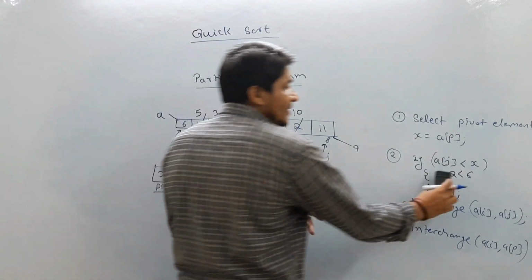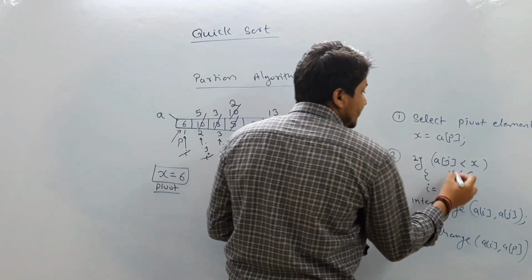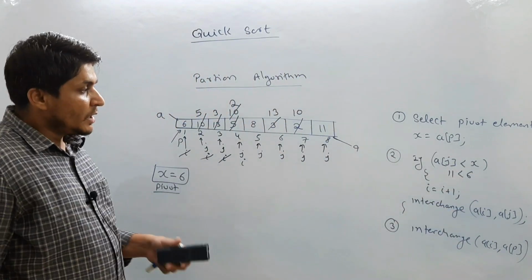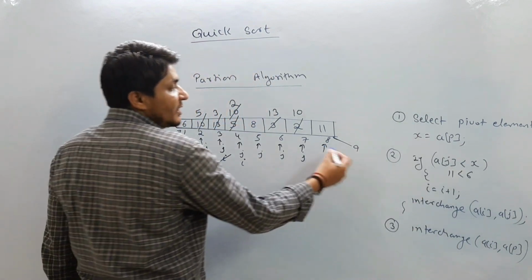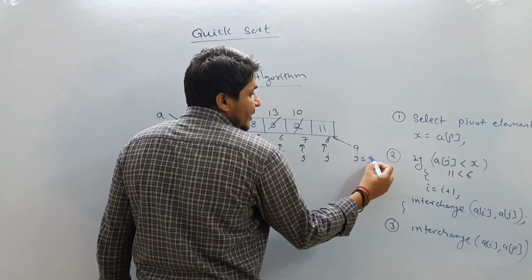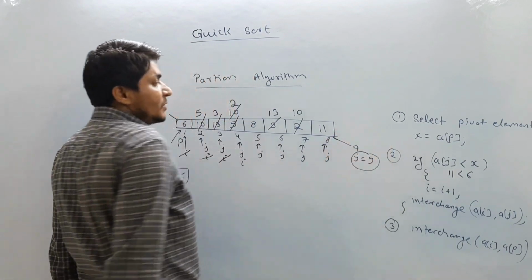Now A of j is what? 11. 11 less than 6, condition false. Condition false means I am not going to execute these two statements. So simply I will increment the value of j. Now j will point to index number 9, which is out of the array.